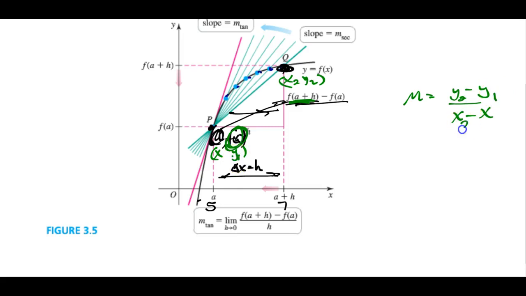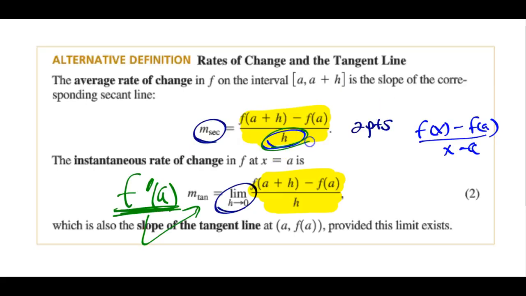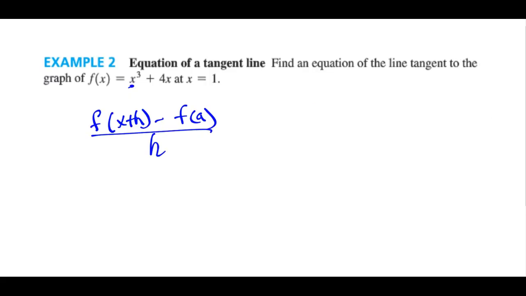And now I'm ready to do x sub 2, which is a plus h, minus x sub 1, which is this a value. And that's what leaves me with just an h down below. So that's how we get this definition. You're going to say, well, which definition do I use? And I'm going to say it doesn't really matter. I don't really use this definition a whole lot, but I'll show it to you.